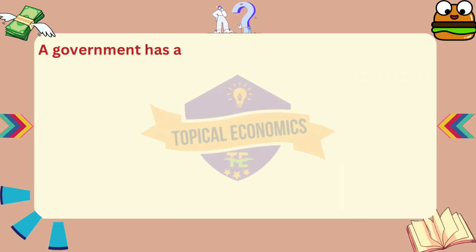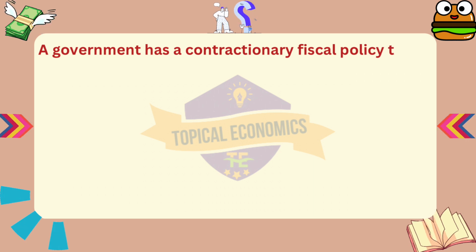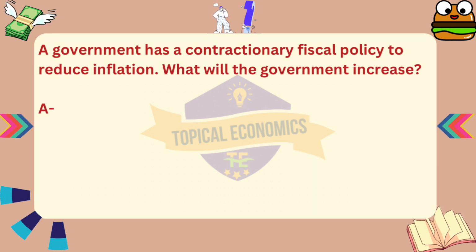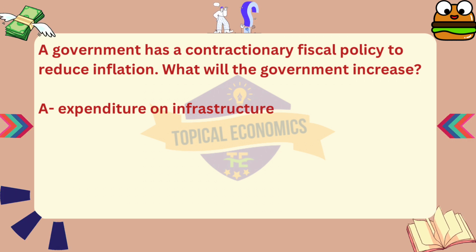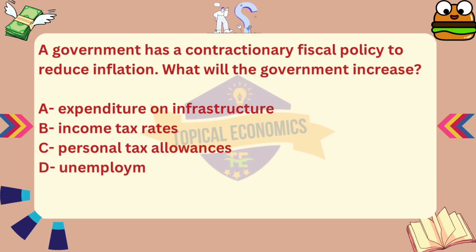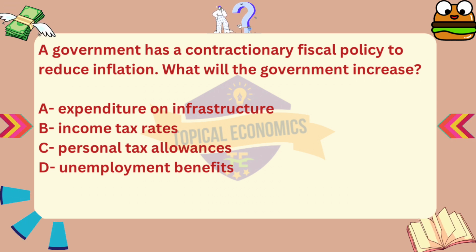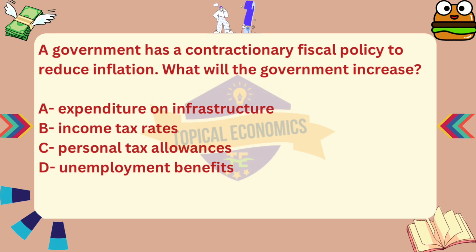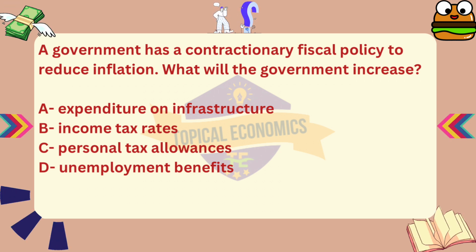Moving to question 18. A government has a contractionary fiscal policy to reduce inflation. What will the government increase? A. Expenditure on infrastructure. B. Income tax rates. C. Personal tax allowances. D. Unemployment benefits. Reference, 2020 May-June version 3. The correct answer for this question is option B.